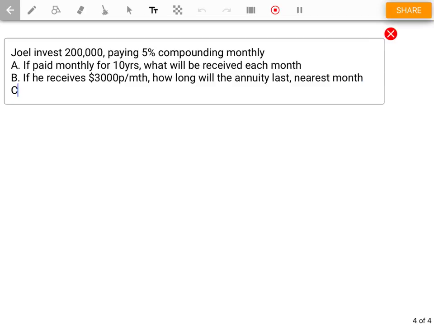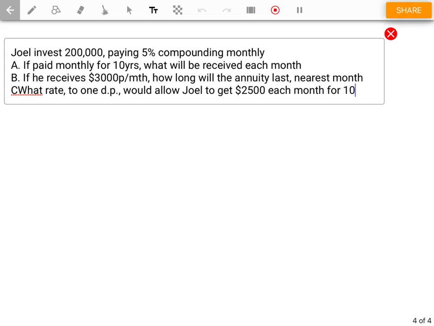C, what rate to 1 decimal place would allow Joel to get $2,500 each month for 10 years. Okay, that's what we'll work on.